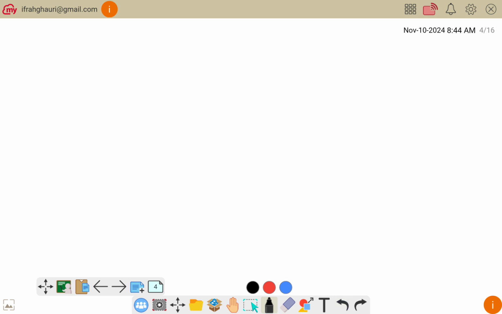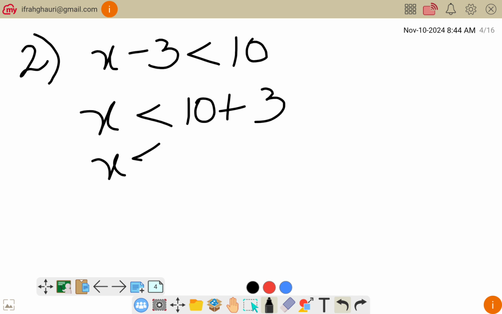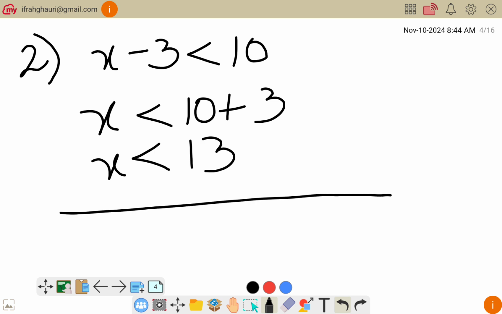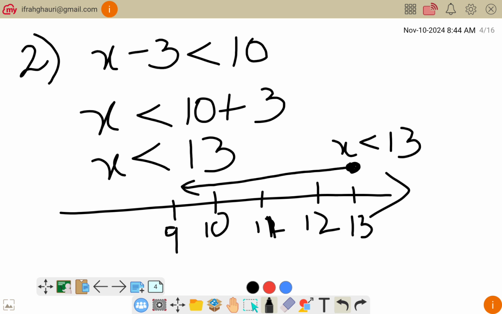Let's have a look at another example. Question number 2. X minus 3 is less than 10. So x is less than 10 plus 3. X is less than 13. So on the number line, 9, 10, 11, 12, 13. So this is x is less than 13.